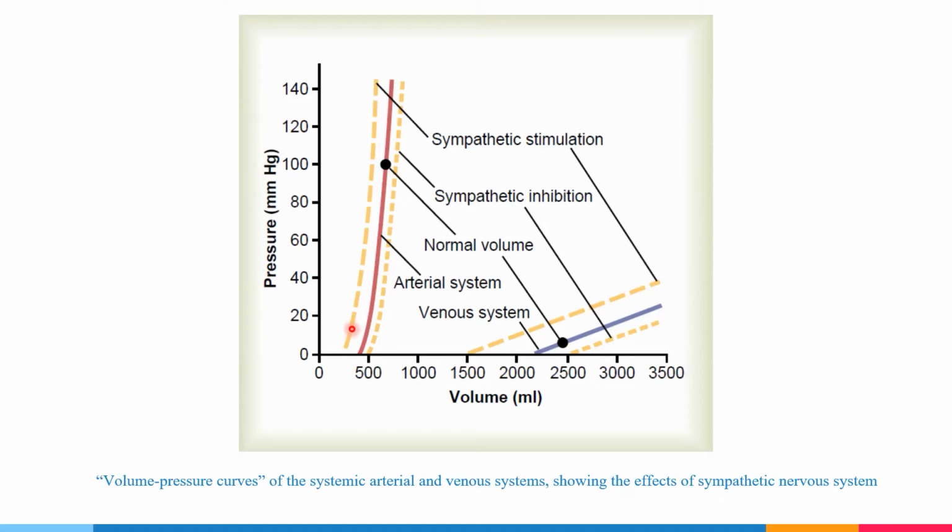Whereas the same thing for the arterial system, when there is sympathetic stimulation, is around 400 milliliters of volume of blood with respect to around 500 milliliters. So the arterial tree is very much less compliant than the venous system, and the volume of blood held in the arterial system is much less affected by sympathetic stimulation.